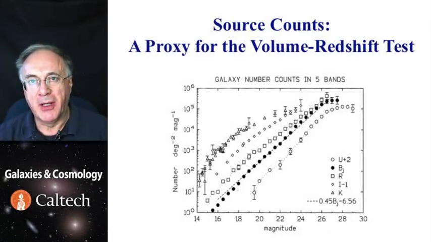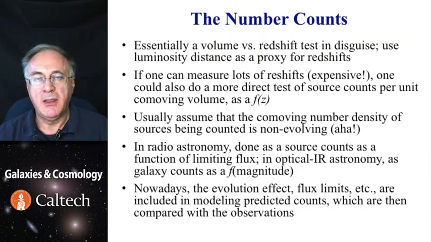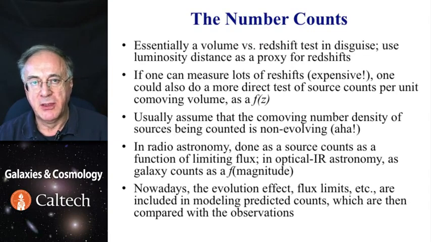We will talk now about source counts, which is an old cosmological test which never really did much for cosmology itself, but it's very useful for studies of galaxy evolution. And the idea here is that this is really a volume-redshift test. Normally we're thinking about comparing distance to redshift, but we may as well compare volumes.